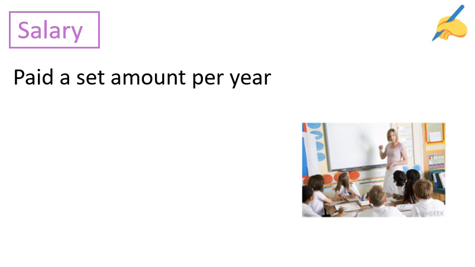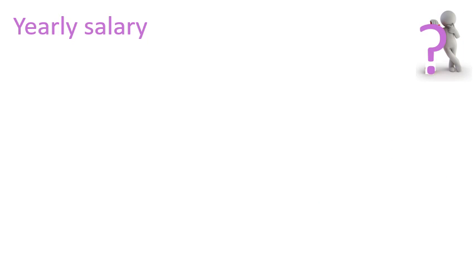The next type of income is salary. So salary is when you're paid a set amount per year. So things like teachers, like me, or engineers, we're paid a salary. If you're on a yearly salary, so a set amount per year, you might want to work out how much you get paid per month.